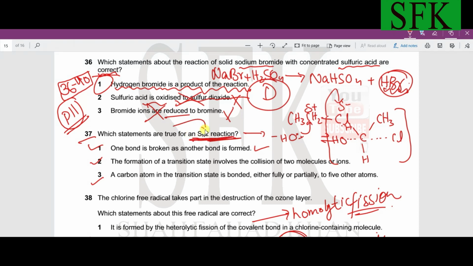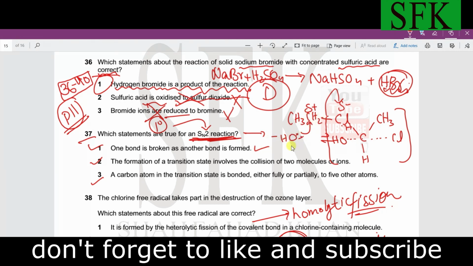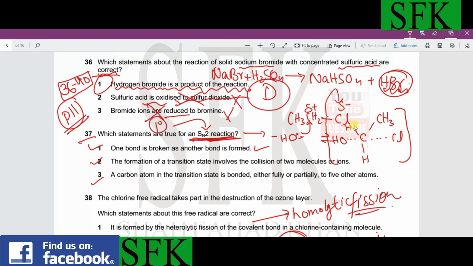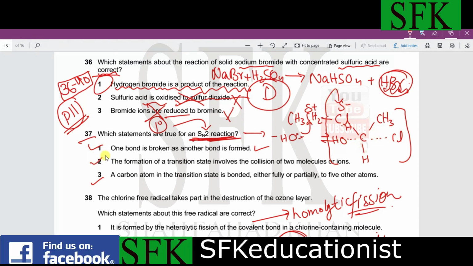SN2 is a reaction performed by primary alkyl halides, in which an alkyl halide reacts with our nucleophile, and the intermediate that is formed is a pentavalent transition state which contains three solid bonds and two dotted bonds. One bond is being formed and the other one is being broken. These are shown by the two dotted bonds. The first option is correct.